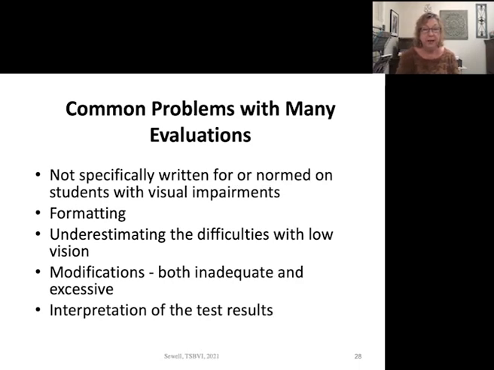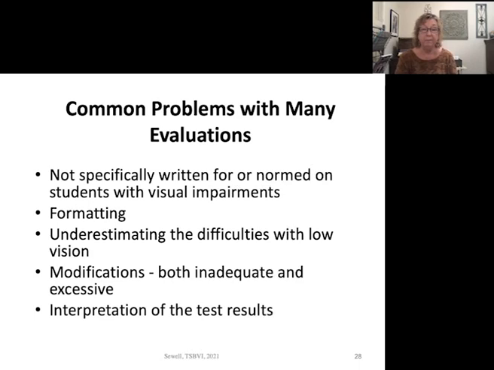Some of these tests really underestimate the difficulties with low vision. So they don't take into account that our students with low vision might have field losses, or they don't know the exact font size when they're given these. That's why it's important for us to know what our functional vision and LMA results are before the other testing is done.